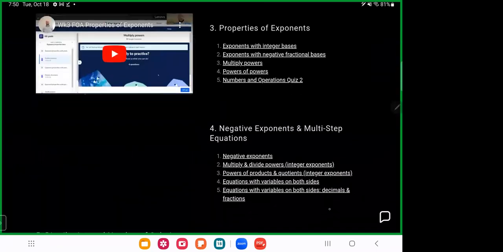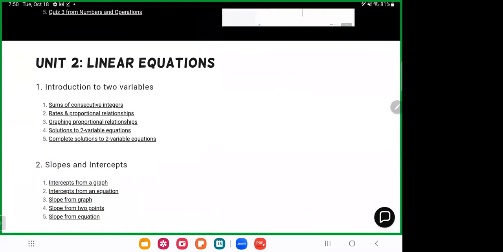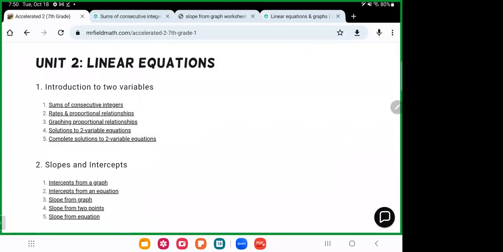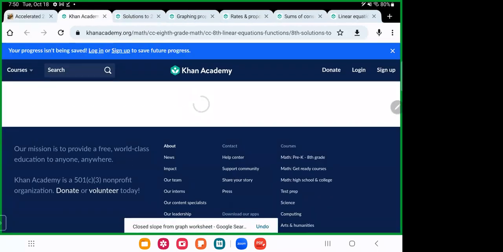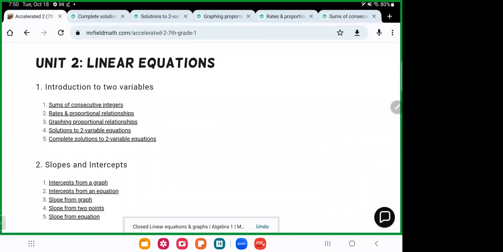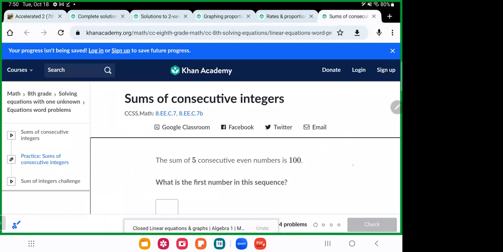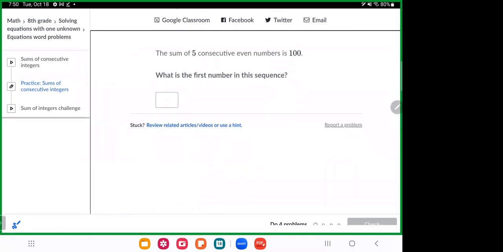Okay, I haven't made a video in a minute here. Aha, Unit 2, sums of consecutive integers, rates and proportional relationships. Oh, this is good stuff here. You guys are in for a real treat, if I do say so myself. So let's start out with sums of consecutive integers. It's a word problem. We're going to set up an equation, but nothing too bad.